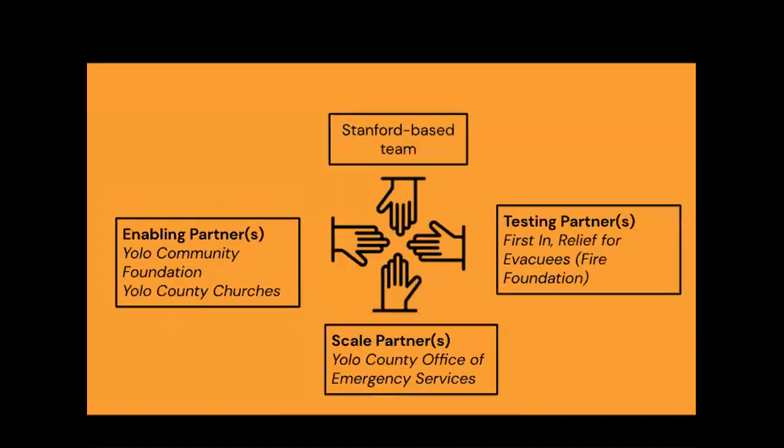For our example, the community-based organization was the initial testing partner. The scholar designed, rolled out, and tested the platform with the communities that organization serves. The scale partner was the County Office of Emergency Affairs. Specifically within that, both the GIS team and the communications team.